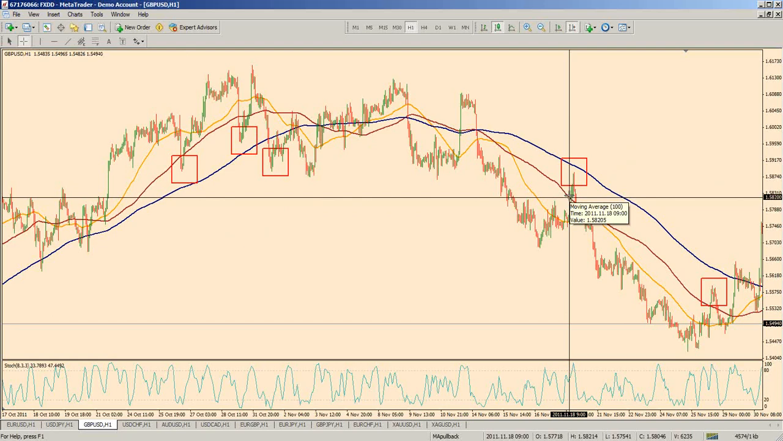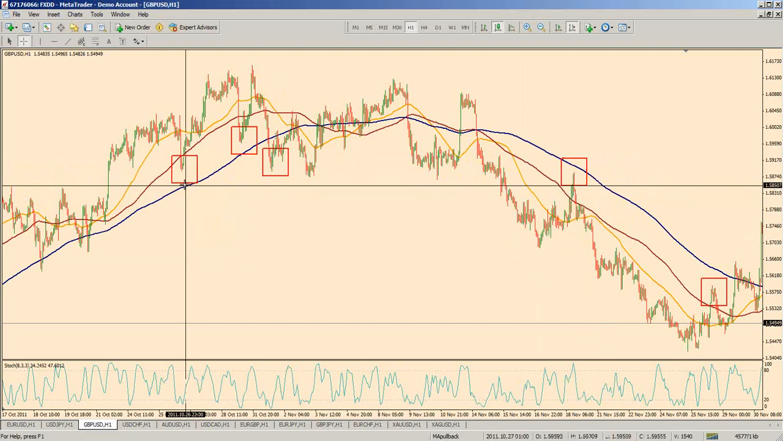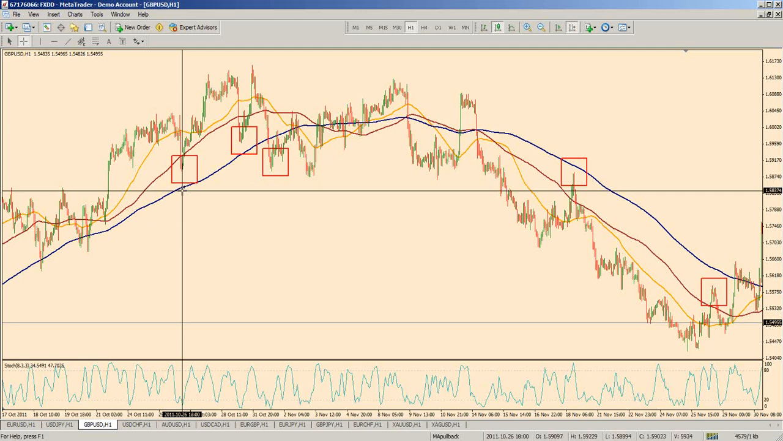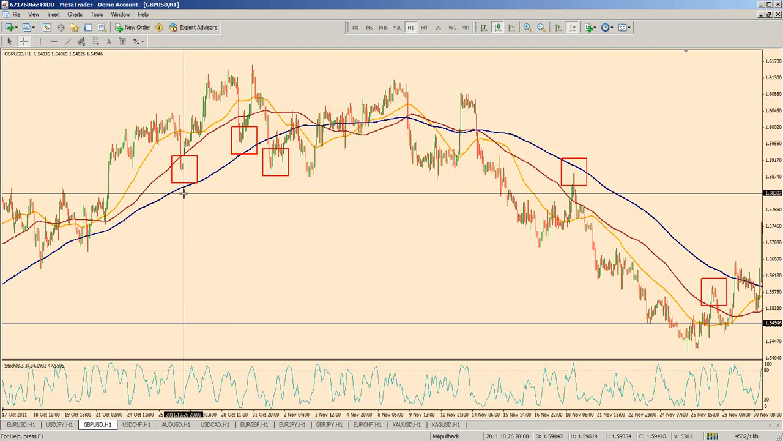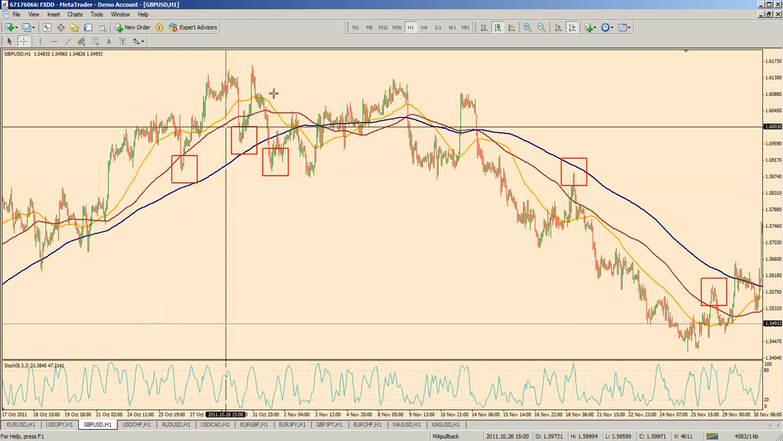Now, a lot of people ask me, what if it goes beyond the blue line, the 200 period simple moving average? Well, I'll still take the trade. That's usually represented by a very deep pullback. But as long as my other signals are in place, I'll usually take that opportunity. So number one, correct order of moving averages. Number two, we need price to at least go to the 100 period simple moving average or more.